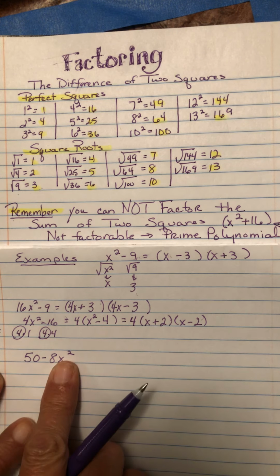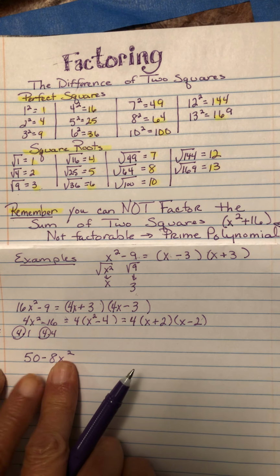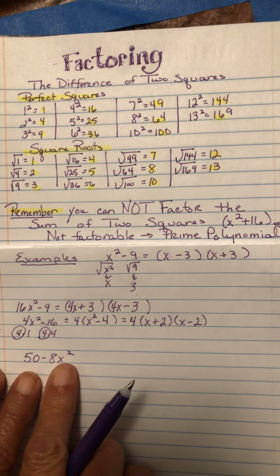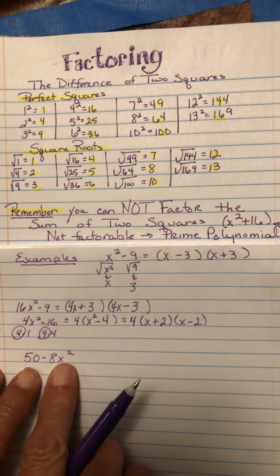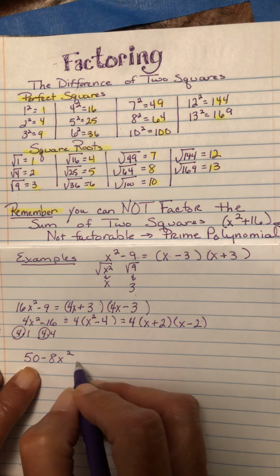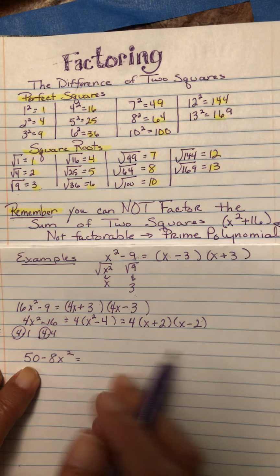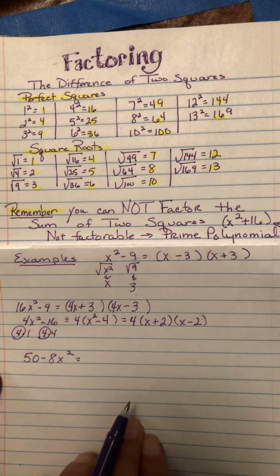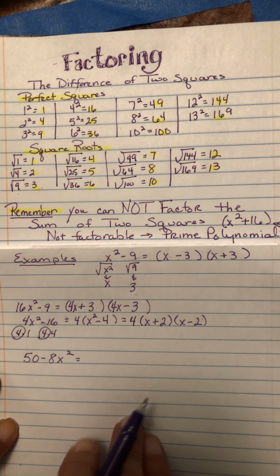Now notice the x squared is in the back. Do not let that fool you. Don't try and turn it around. You can't do that with subtraction. Subtraction isn't commutative. So it's the same process, it's just going to look a little different. And that's okay because sometimes we're all very different, right?